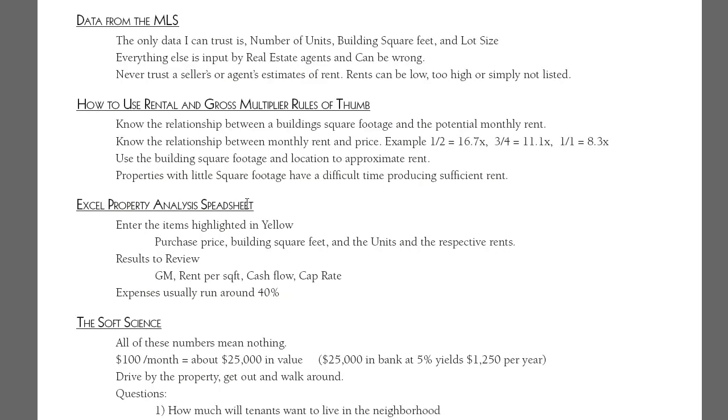Now, the reason why it's important to be able to make these calculations yourself is because there's not a lot of data that I trust in the multiple listing service, especially when it comes to income property. There are 3 bits of data I can trust because they're auto-populated from the tax assessor: the number of units, the building's square footage for the entire building, and the building's lot size. Everything else is input by real estate agents and can be wrong.